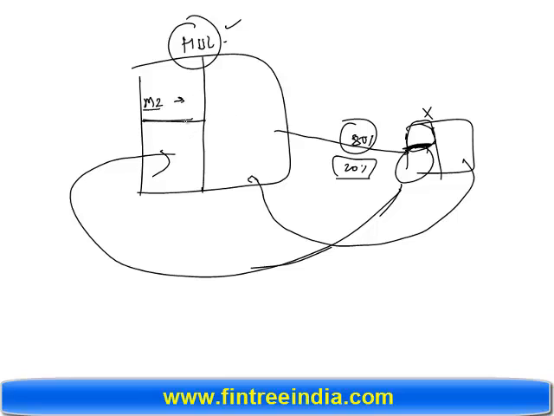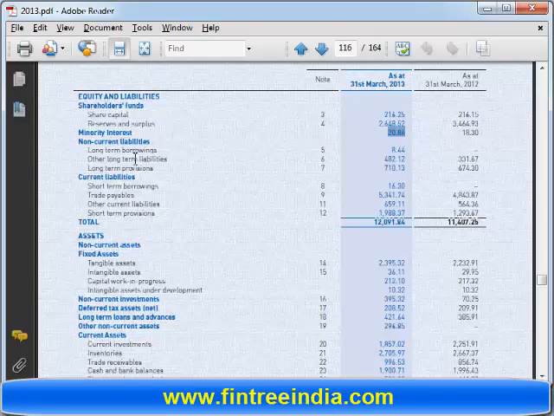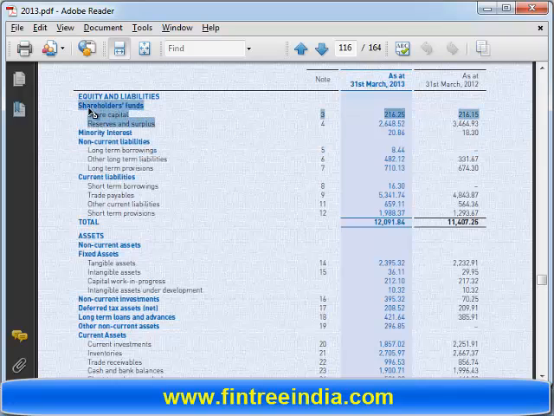Is that okay? So if you see in India, this has been treated as a mezzanine item. What is mezzanine? Yes, it is between equity and debt. This is your debt, non-current liability, and this is your equity.